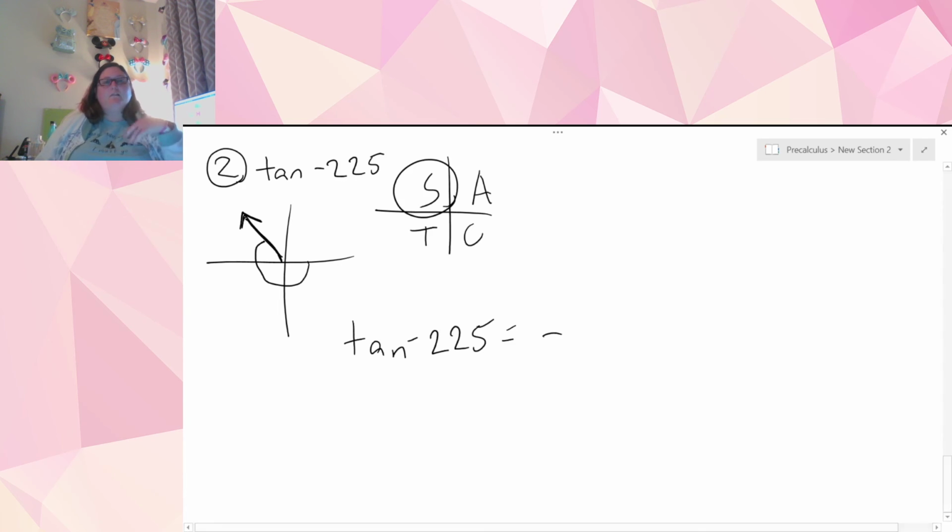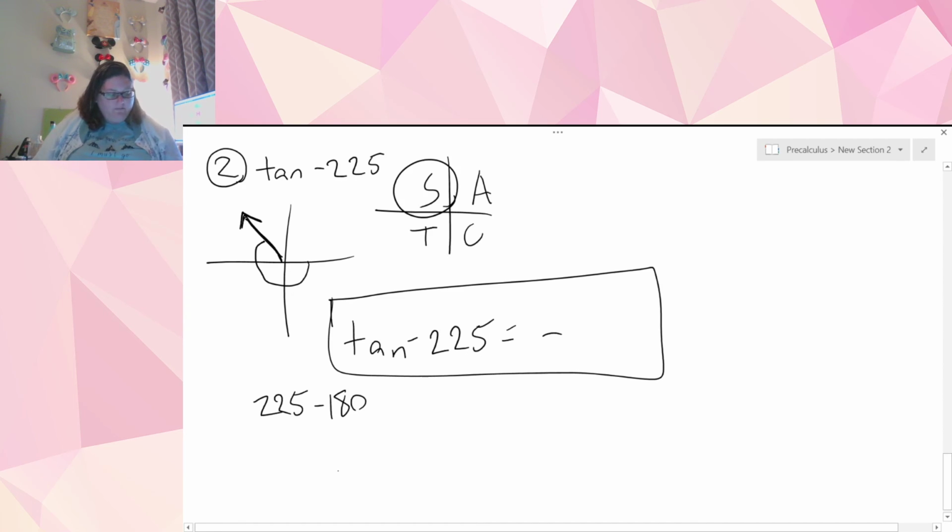So then I've got to figure out what my reference angle is. So I do 225 minus 180. So I'm writing out my problem here, like I'm setting up for my answer here. So 225 minus 180 is 45. So I'm finding tangent of 45 in my special right triangle. So I draw my special right triangle.